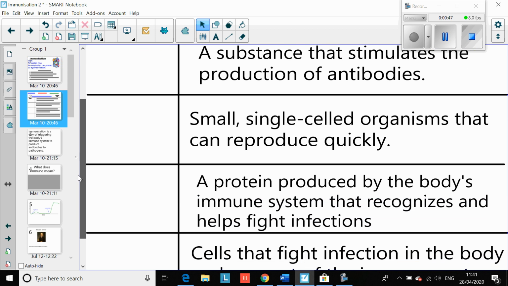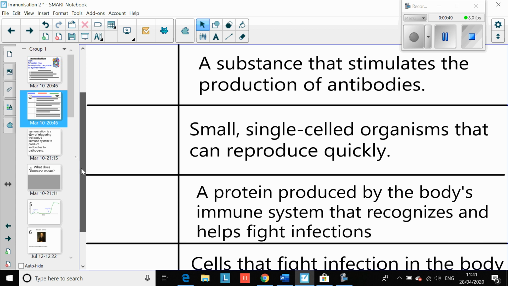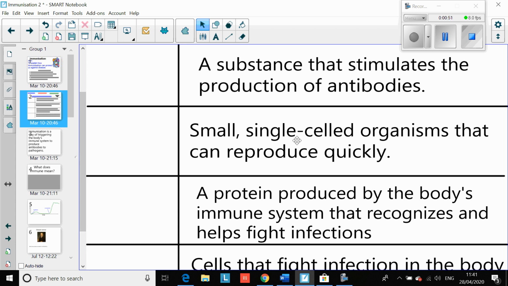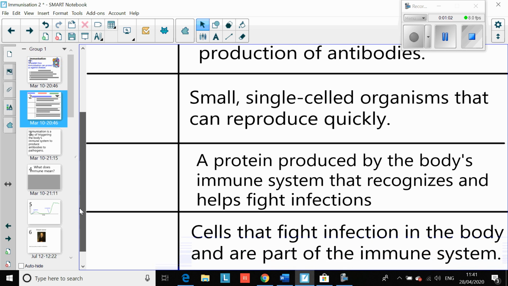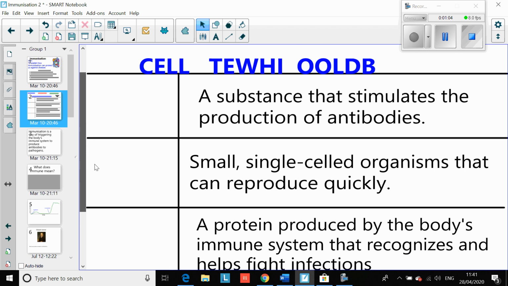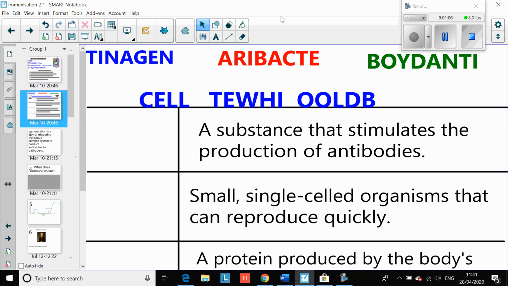Okay, so a substance that stimulates production of antibodies, a small single-cell organism that can reproduce quickly, a protein produced by the body's immune system that recognizes and helps fight infection, and finally, cells that fight infection in the body and are part of the immune system. Okay, so these are your four words, 1, 2, 3, 4. Unjumble them and then link them to their description. Off you go, please. It'll probably take you a couple of minutes to write that down.